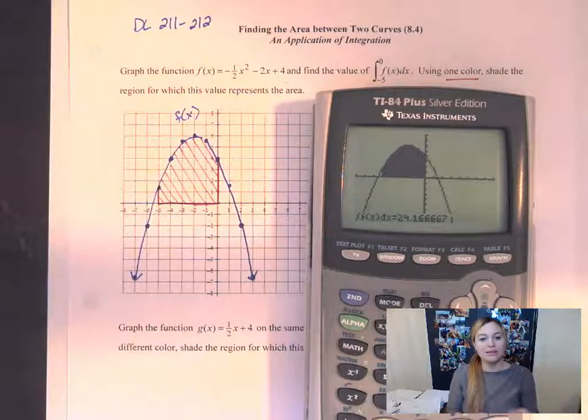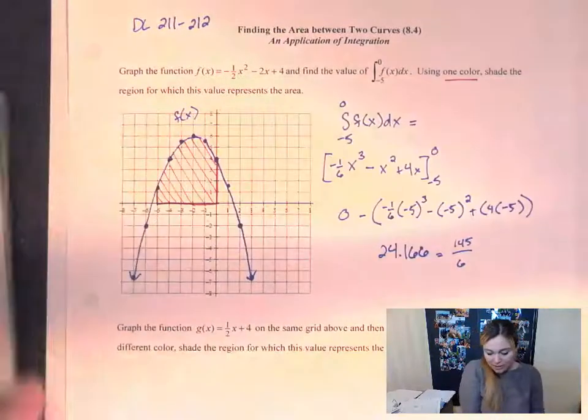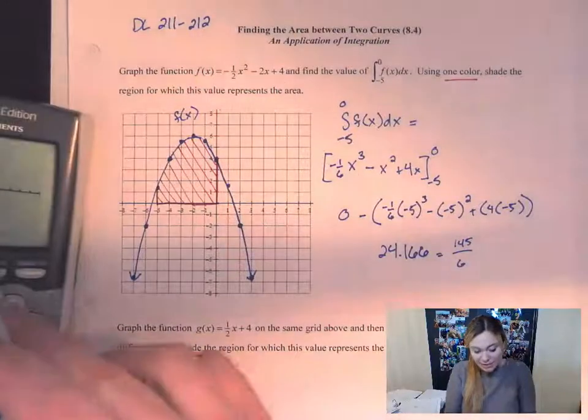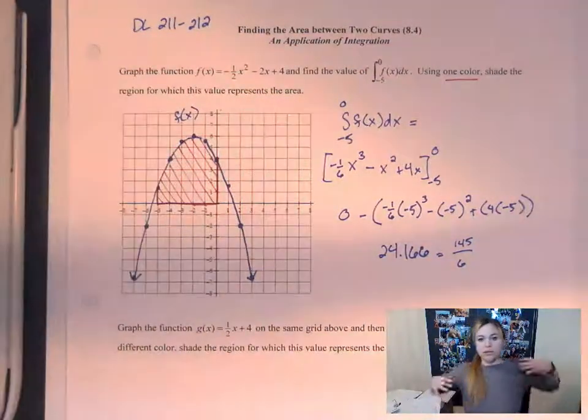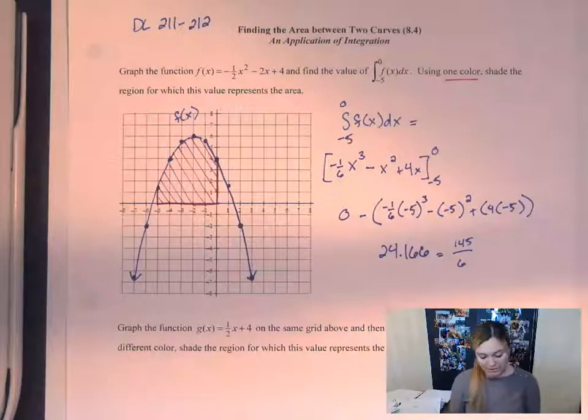So I'm hoping that you are convinced by now. Okay, so we did all of that work. And by the way, that's the same thing, 24.166. There it is. Same thing we got. All old stuff. Let's keep going.